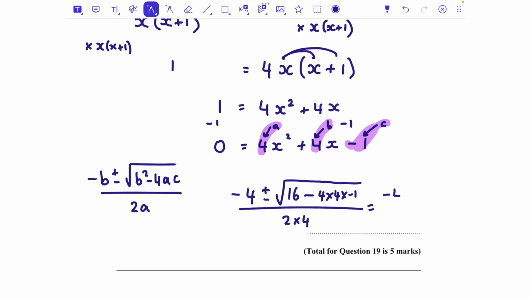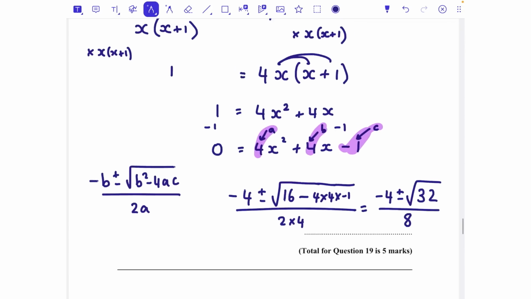And that's going to be minus 4 plus or minus the square root. Now, 4 times minus 1 is minus 16. So here we've got 16 minus minus 16, which makes 32 over 8.